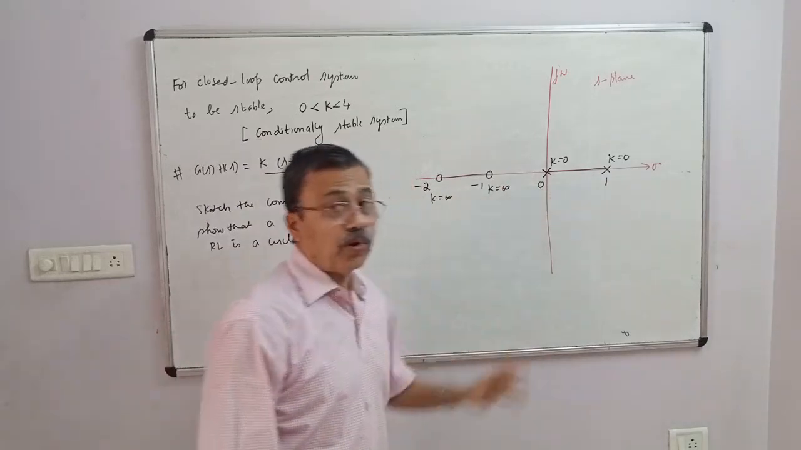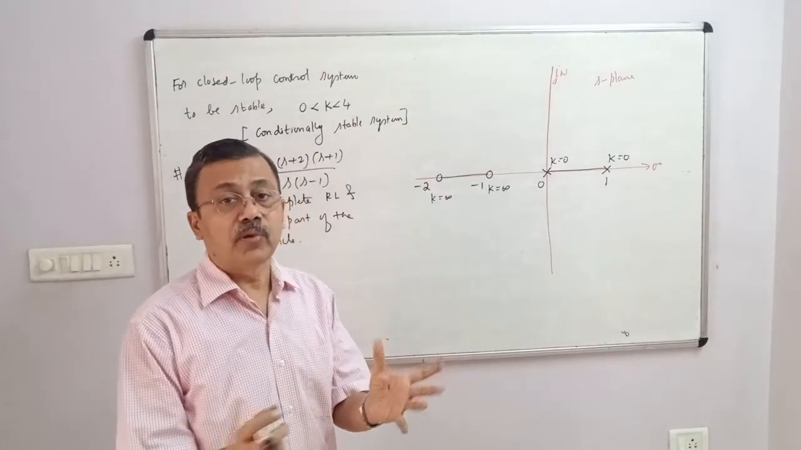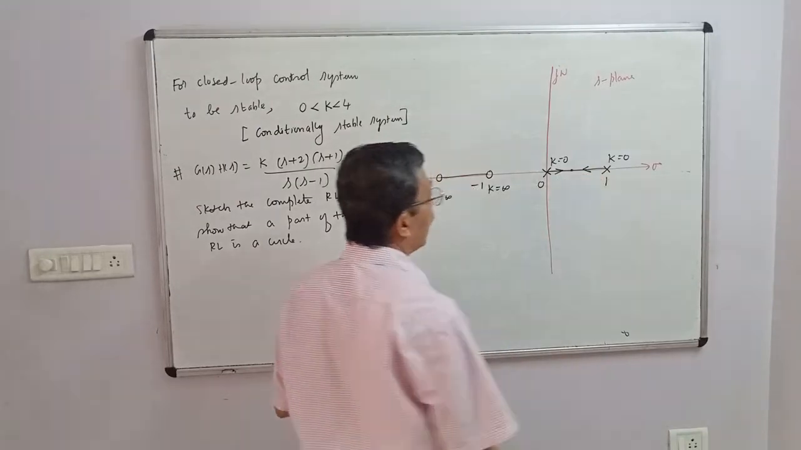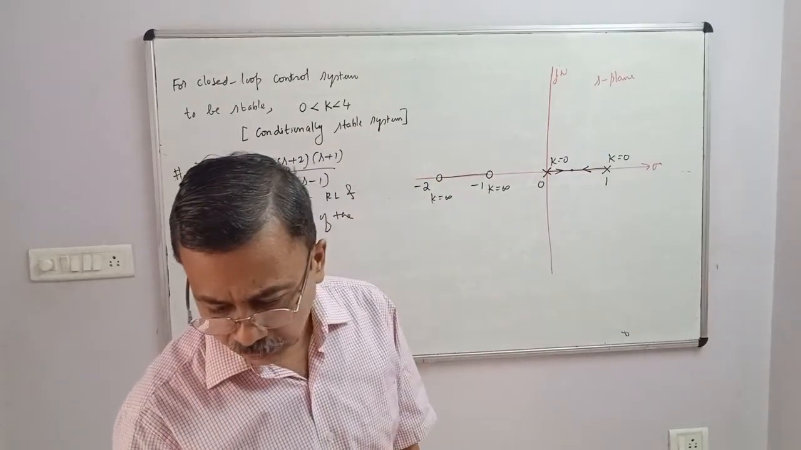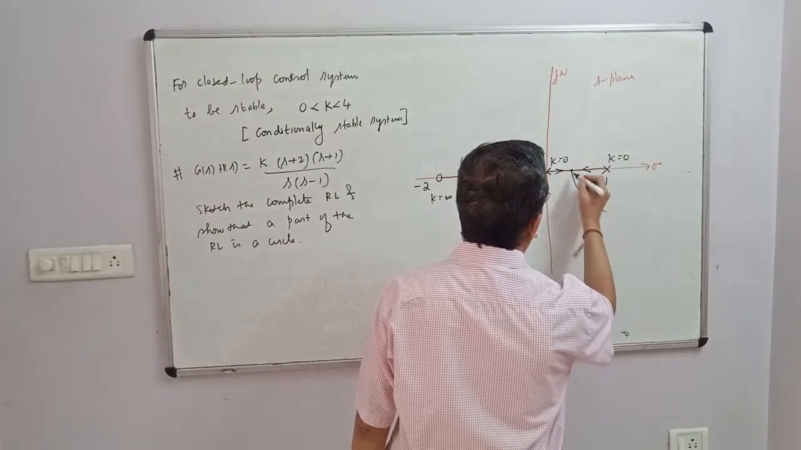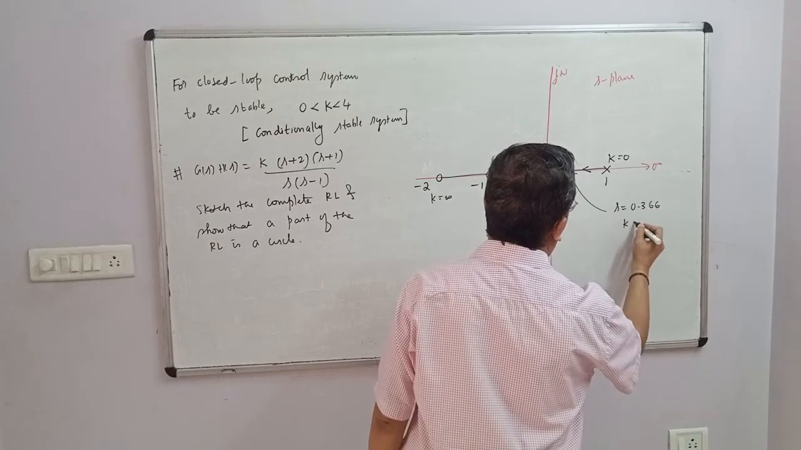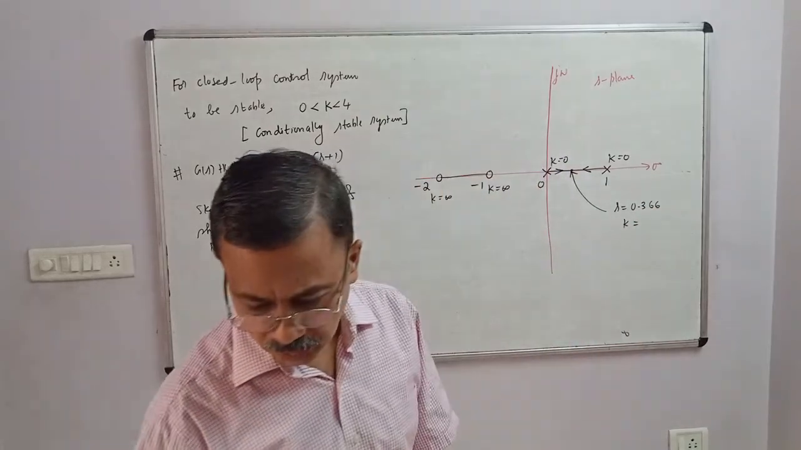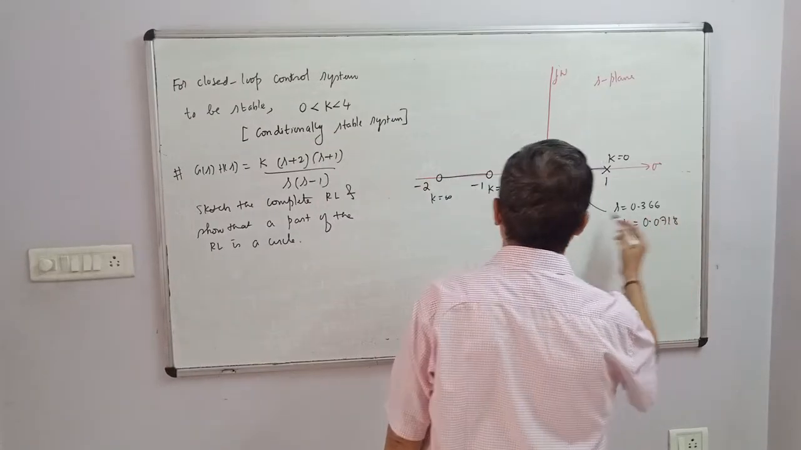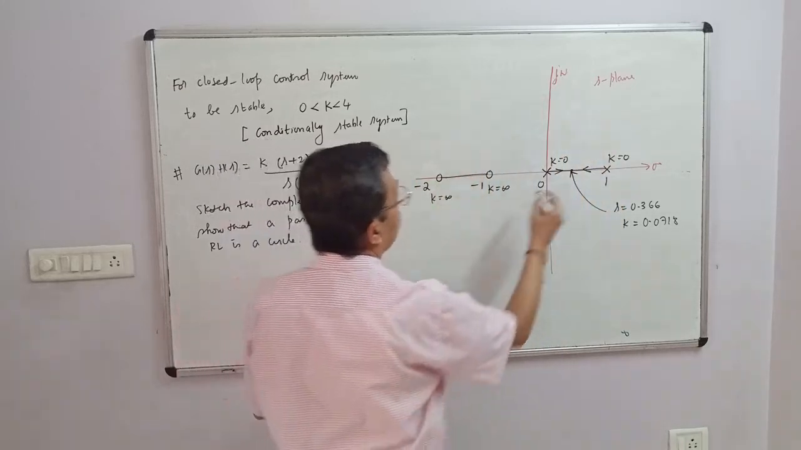Since the number of finite poles is equal to the number of finite zeros, correct? There will be no asymptotes. These two poles move towards each other and meet at a point called the breakaway point. That breakaway point is s equal to 0.366. The value of k at this breakaway point is 0.0718. These two poles will bend towards these two zeros to catch them.